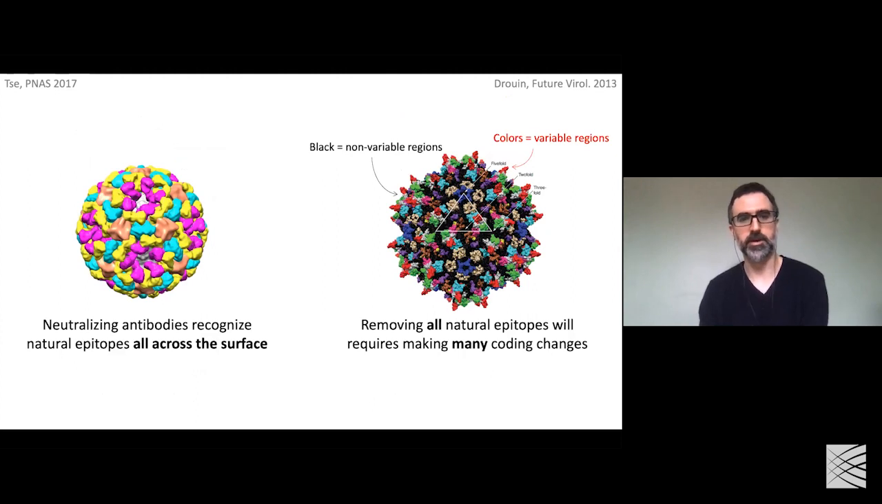But the antibodies on the left, you can see, bind all across the surface. And if you look at that surface, the colored regions here on the right are the variable regions. The black are the more conserved regions. If we want to block the antibodies from binding, that's going to require changing a very large number of positions all across the surface. And that's a very hard thing to do, as I told you, because most of the changes you'd want to make, if you chose them manually, would be deleterious.